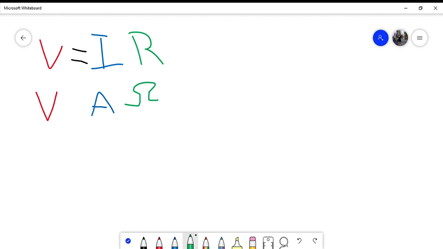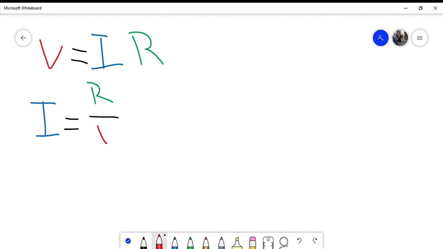Now going back to what Ohm's law states, that voltage is equal to current times resistance, you can manipulate this equation in order to get any of these values that you need. For example, current is equal to resistance divided by voltage. And resistance is equal to current divided by voltage.